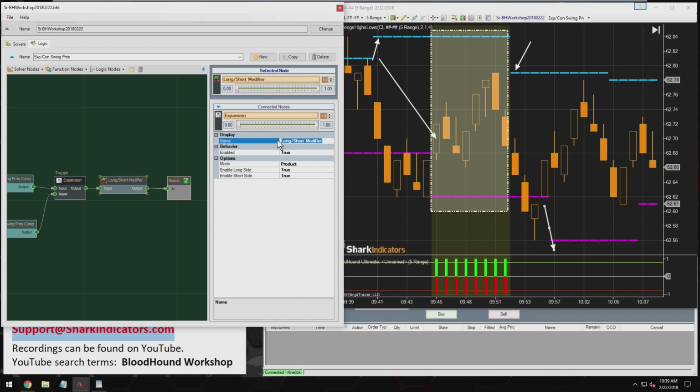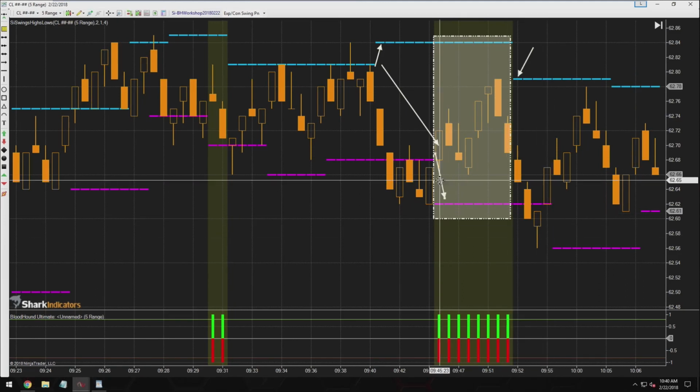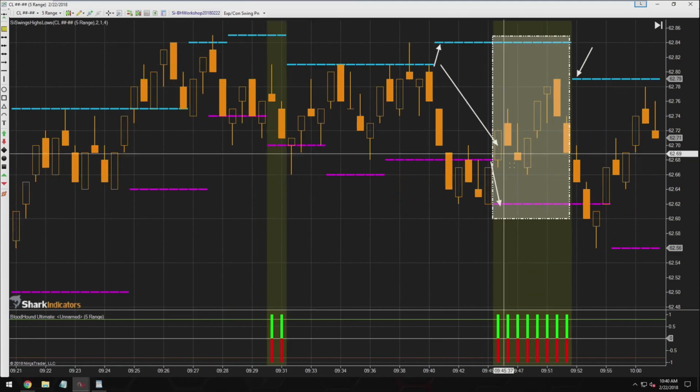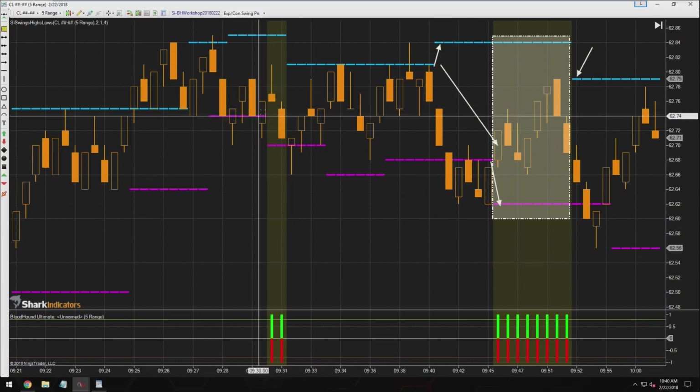So we can give this a name. What should we call this? Call it something like both long and short. There we go. That's what this function node is identifying for us: both the long and short together. So here we go, this is our area of expansion. And look, we actually have an area over here, a couple of bars of expansion.